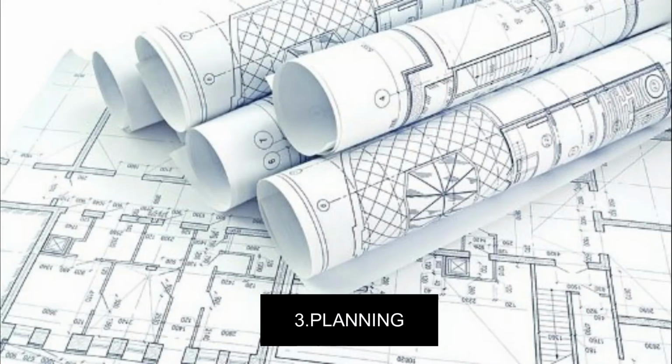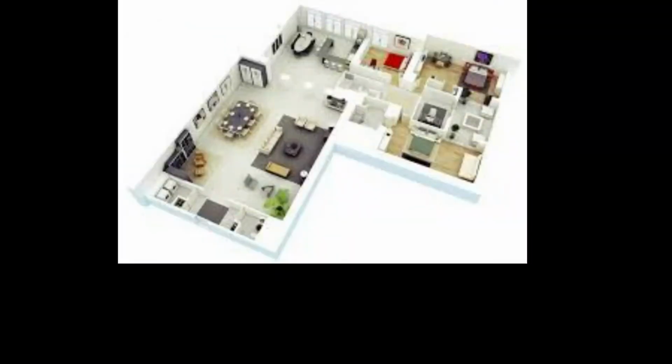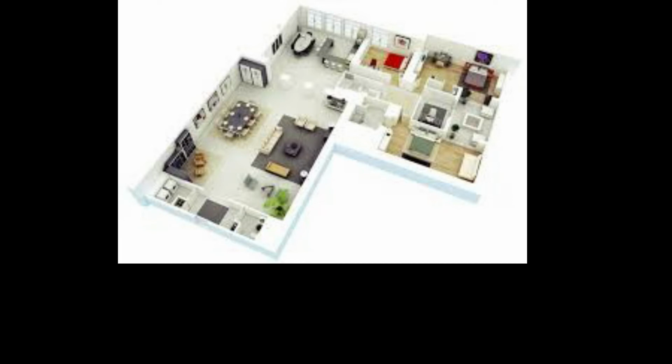Then 2D building plans are prepared by the engineer using AutoCAD software. These 2D drawings are prepared using AutoCAD software. Next step is interior and exterior designing. This may be done using Revit, 3ds Max and some latest software, Enscape, Lumion and some other software.